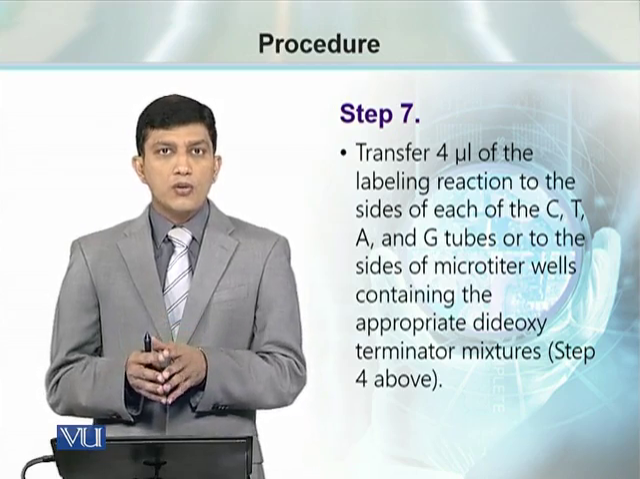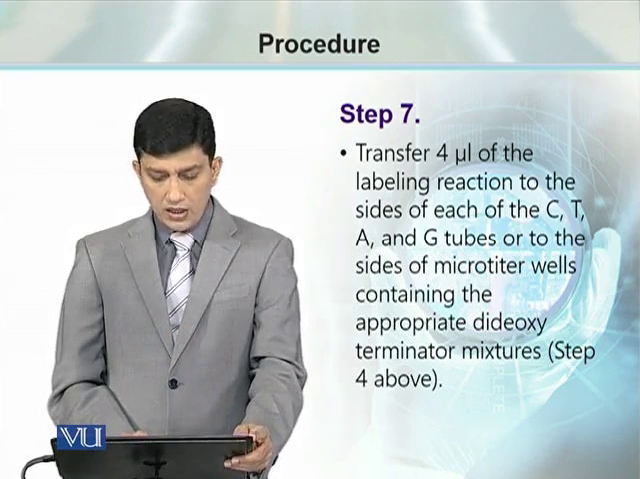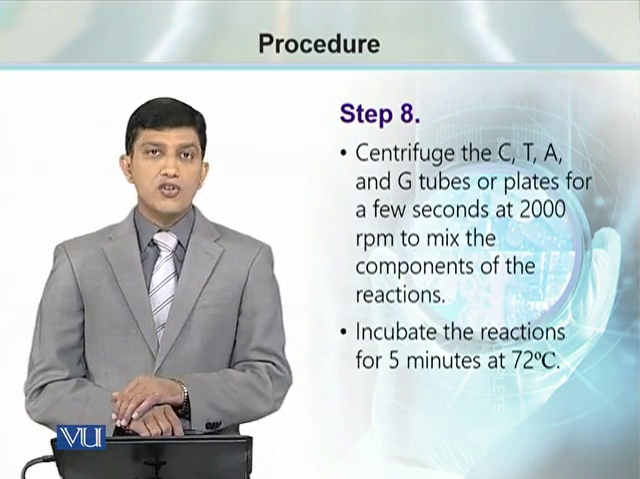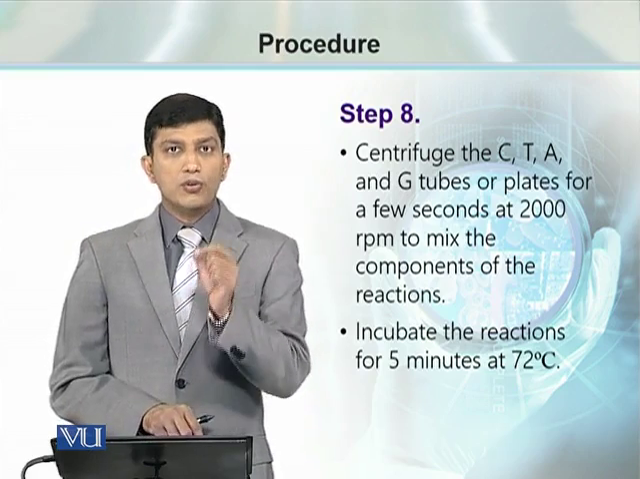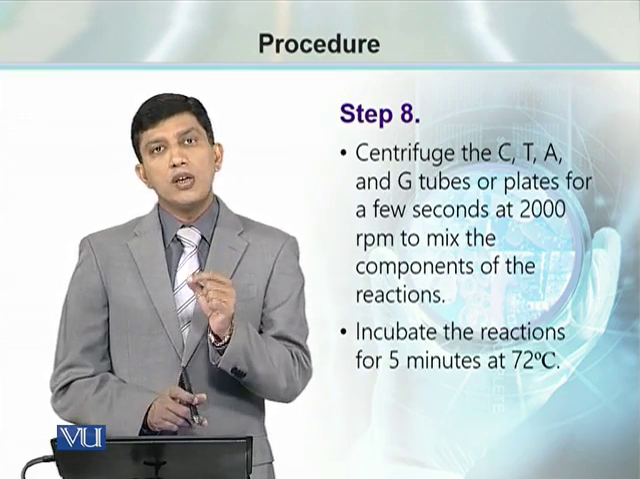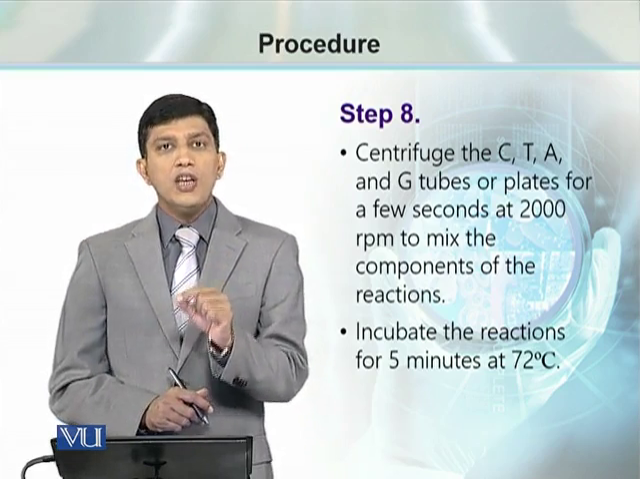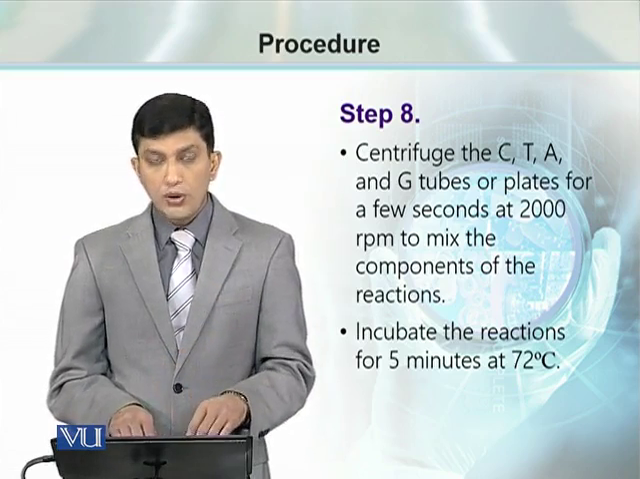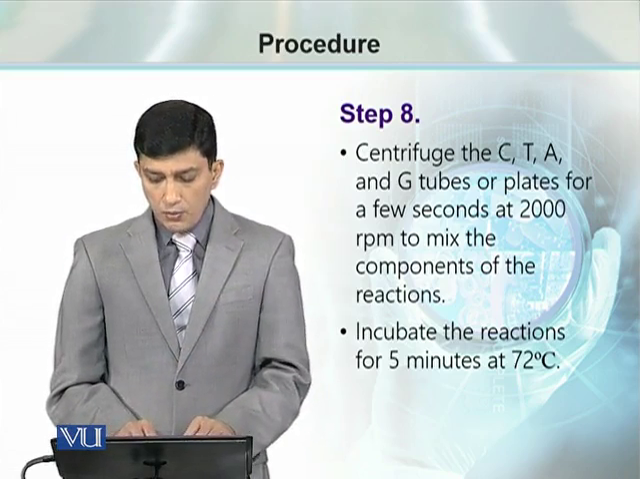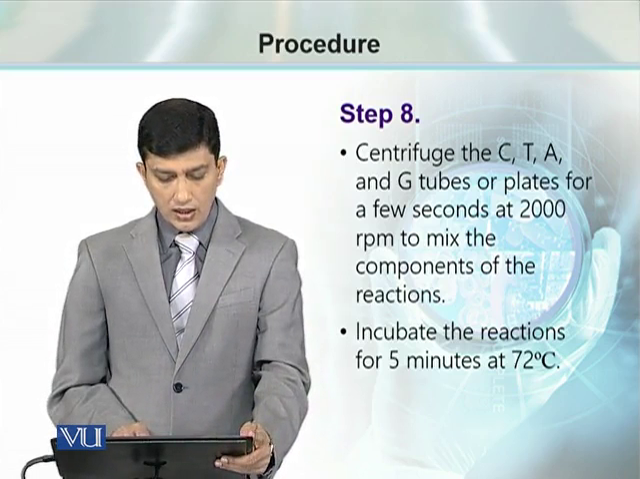So we are going to add it on the wall, and then we are going to mix it by centrifugation at 2000 RPM. Those drops or chemicals which we add in smaller volume on the walls of the tubes settle at the bottom when we centrifuge, and they are mixed. The next step would be 5 minutes incubation at 72 degrees centigrade.